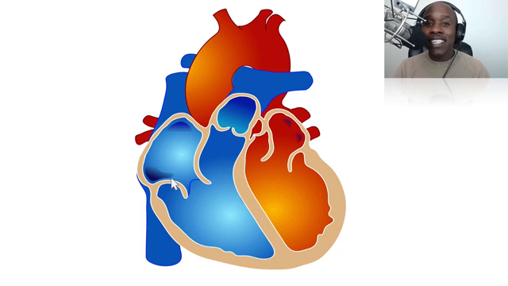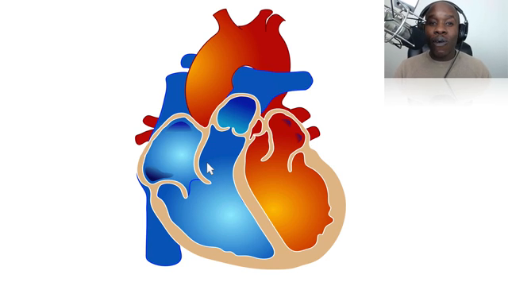And we're going to divide this into the right and left side. So this side here is the right side of the heart. And this side over here, that's your left side of the heart. It might seem a little strange because you're looking at it and it seems like this side is left to you and this side is right. But if this heart is in an individual and the individual is facing you, then this is the right side and this is left side. So that's how I want you to picture it.